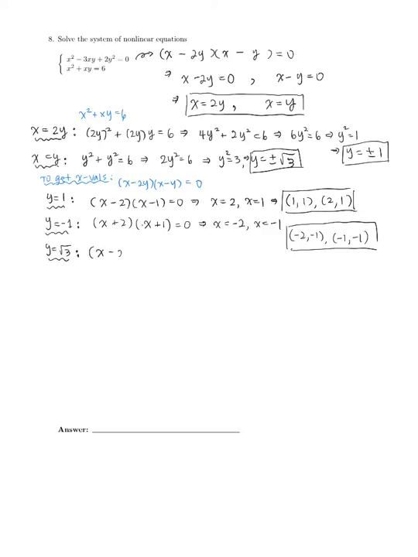X minus 2 root 3, x minus root 3 equals 0. So that means x equals 2 root 3, or what? x equals square root of 3. So 2 root 3 comma root 3, and then root 3 comma root 3.